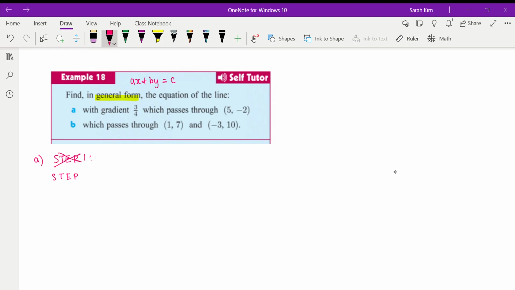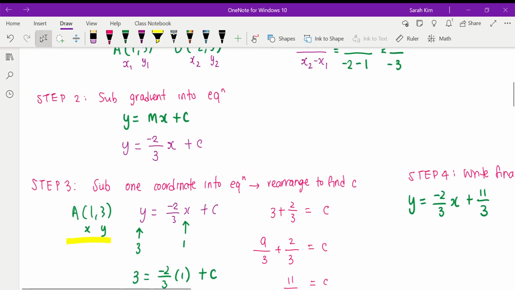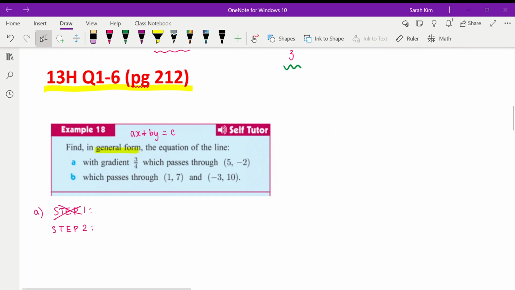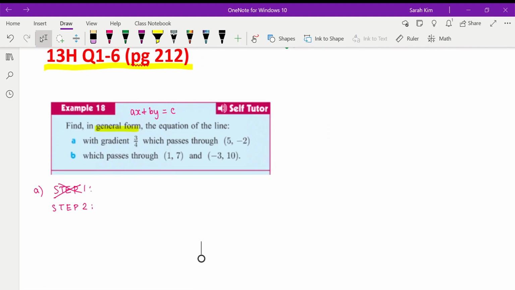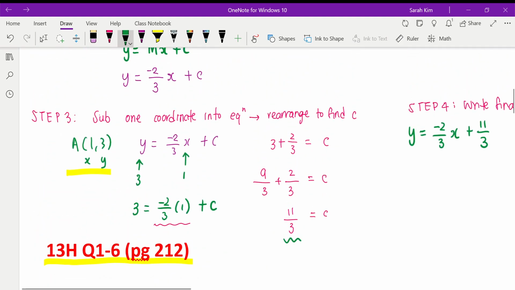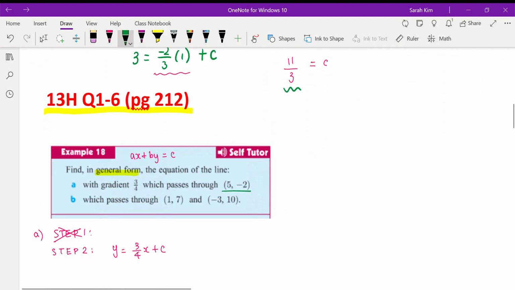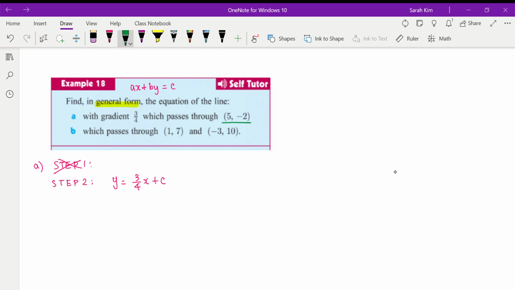Step 2 straight away. So step 2 was, let's go back, sub gradient into equation. So what I can do is write y equals 3 over 4 x plus c. And then what I have to do is substitute these coordinates, because that's step 3, sub 1 coordinate into equation to rearrange to find c. So that's what I'm going to do.